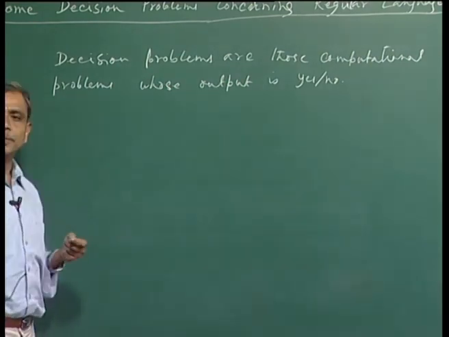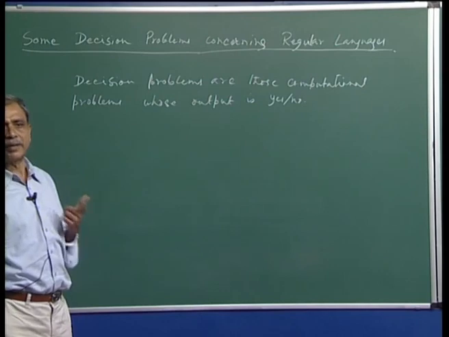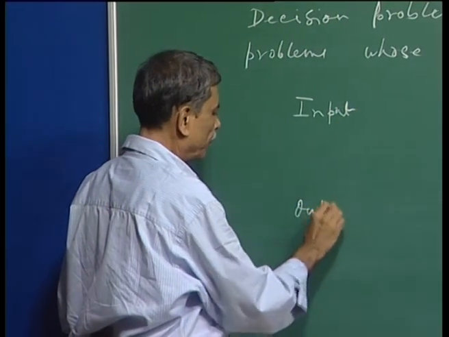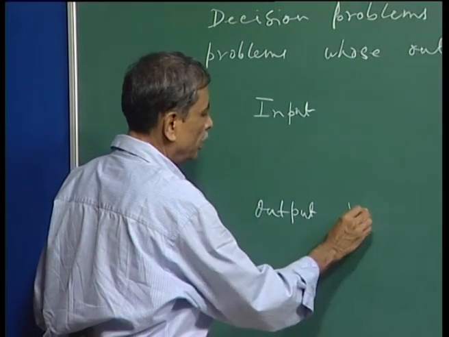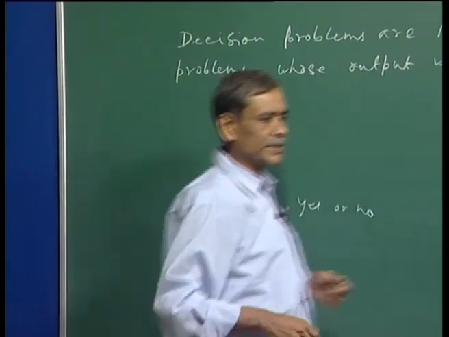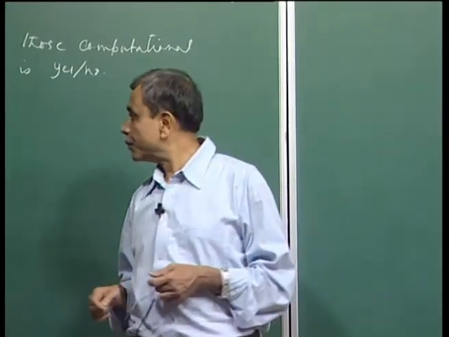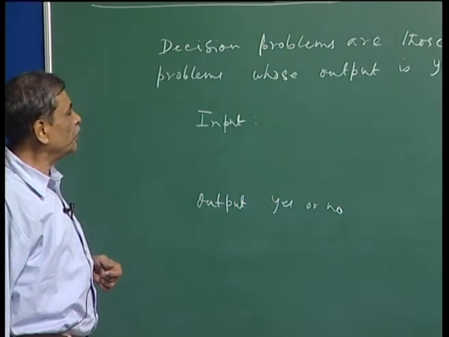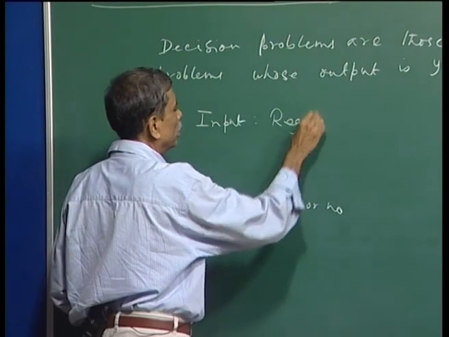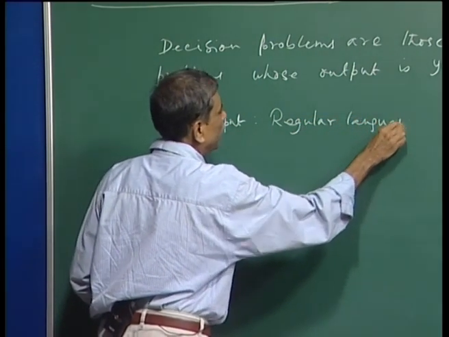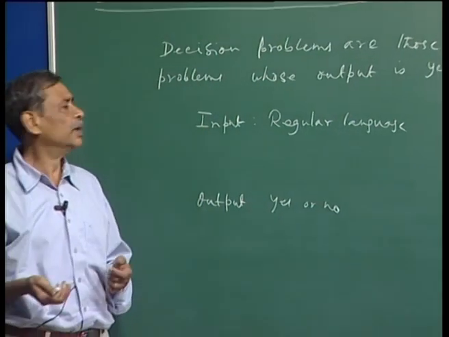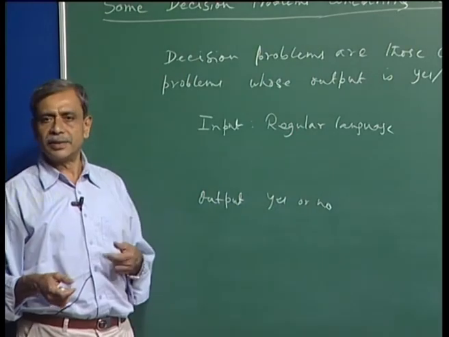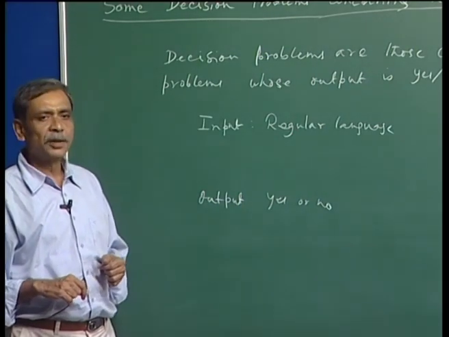Now, you know many decision problems. For example, given a graph, is the graph connected? So, in a decision problem, there will be some input and the output will be either yes or no. In that sense it's a decision problem. We need to decide something. And in the decision problems we'll look at today, the input is going to be a regular language, and we may ask certain questions. For example, given a regular language, does it satisfy a certain property? Then the answer is yes or no. These are the kinds of questions that we will discuss.